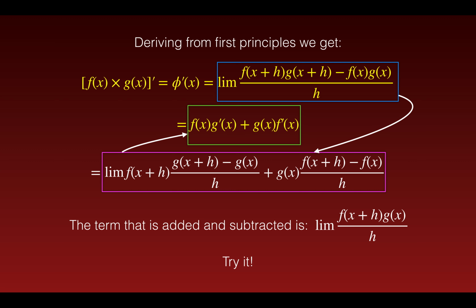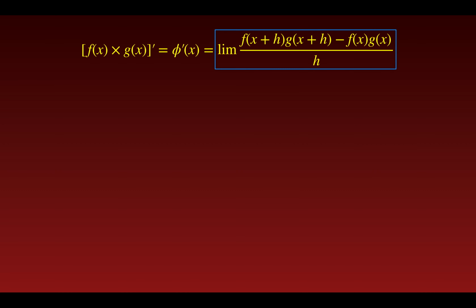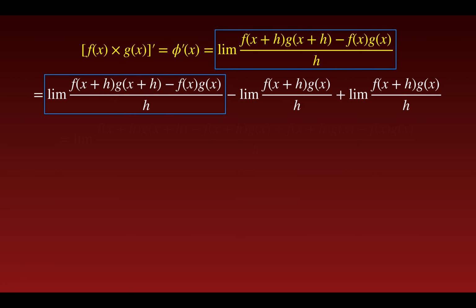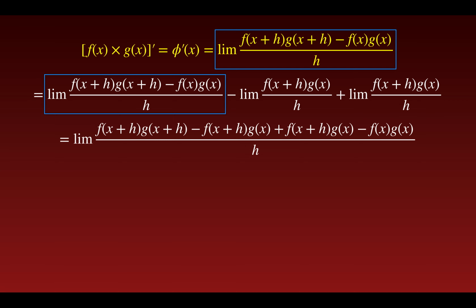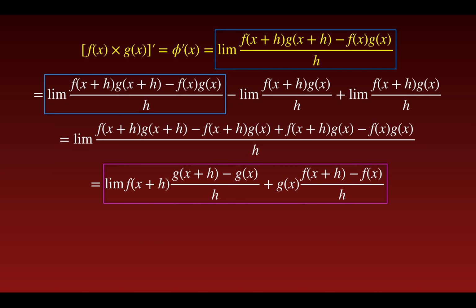Now, try doing it yourself. Add and then subtract this term to the expression in the blue box and see if you can get the expression in the pink box, which is of course equivalent to the expression in the green box. We now add and then subtract. Now collecting like terms and simplifying, we have proved the product rule.